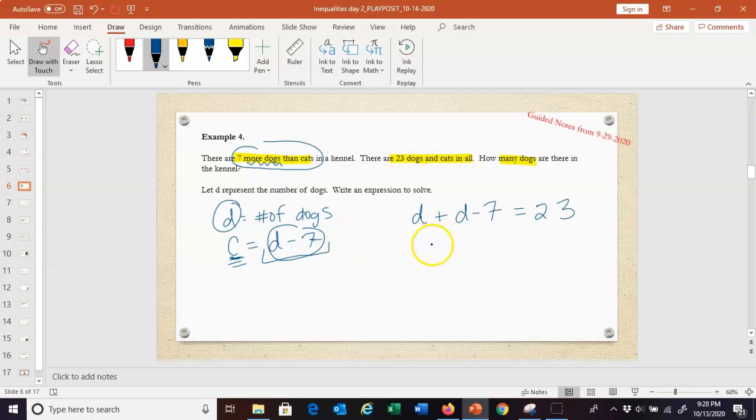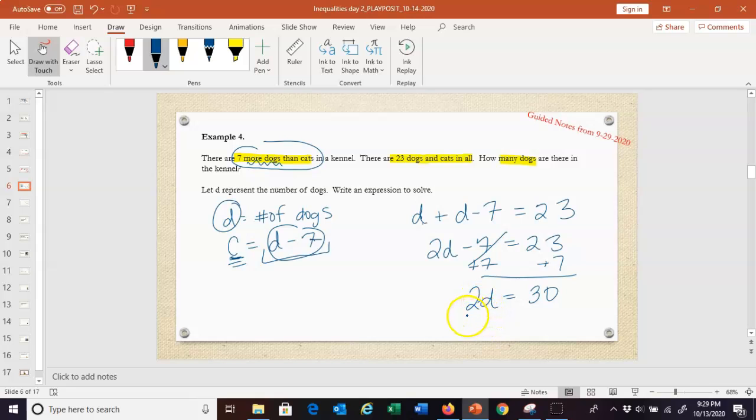So now let's combine like terms. 2D minus 7 equals 23. And then we will add 7 to both sides, and you get 2D equals 30. Now just keep solving for D.